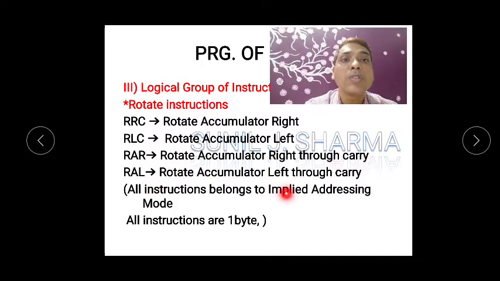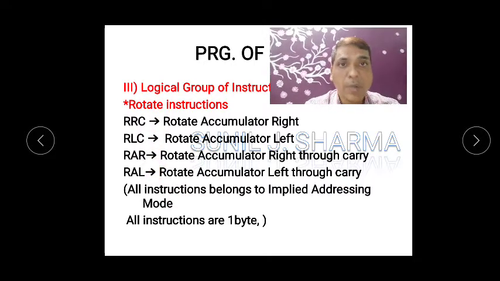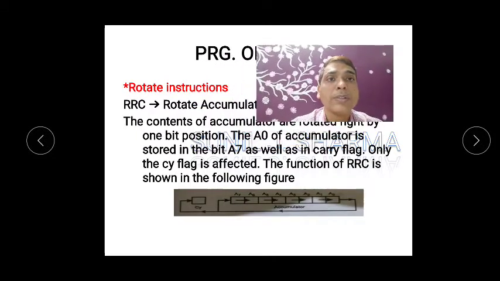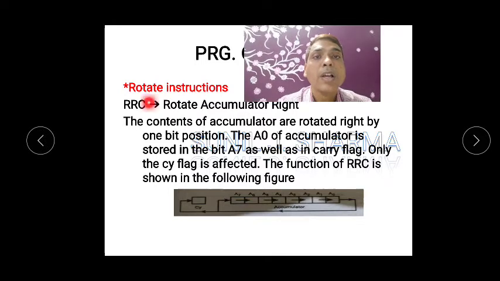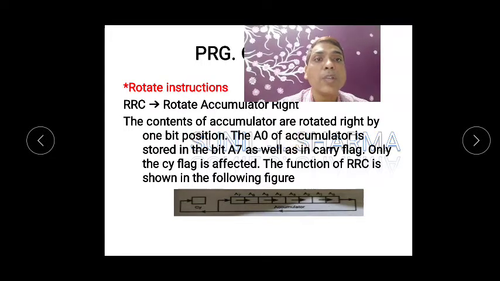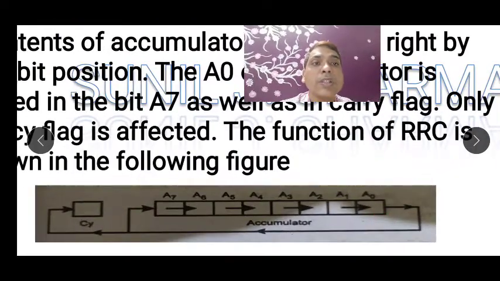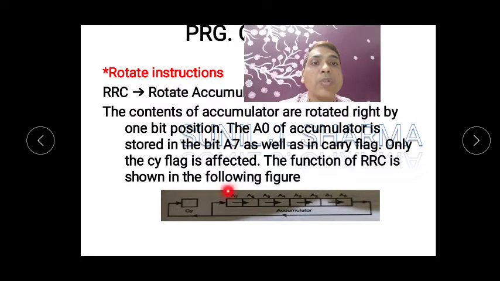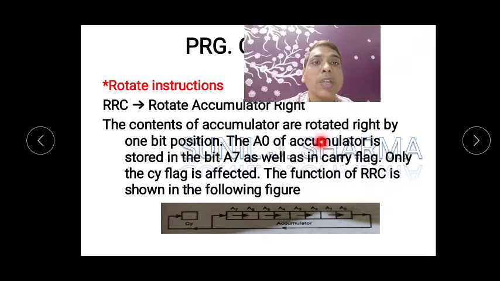All the instructions belong to implied addressing mode, because they don't have any operand. And all the instructions are 1 byte. Now let's take examples one by one. RRC, rotate accumulator right. The contents of the accumulator are rotated right by 1 bit position. Now can you see this diagram? This accumulator is 8 bit, so A0 to A7, and the carry flag is also there. A0 of the accumulator is stored in A7 as well as in carry. Only the carry flag is affected.